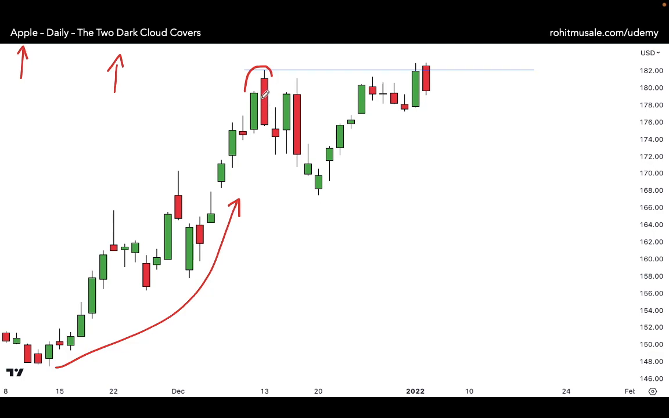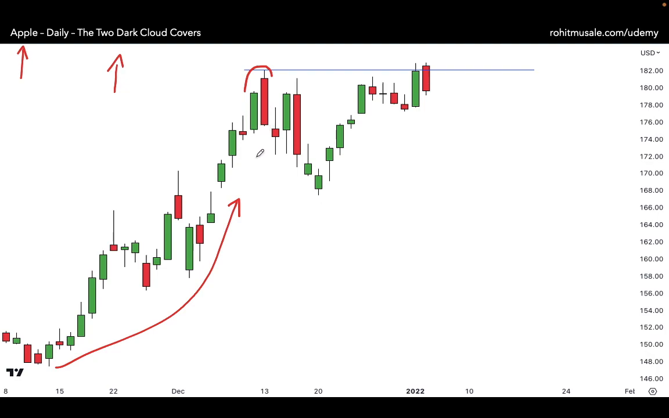And the high of the pattern, the highest high of these two candles, becomes resistance, and it is a pattern on which you can initiate a trade. It's a bearish reversal pattern. So those are the conditions of a dark cloud cover, and this is called a perfect dark cloud cover because the opening price is above the high of the prior green candle.